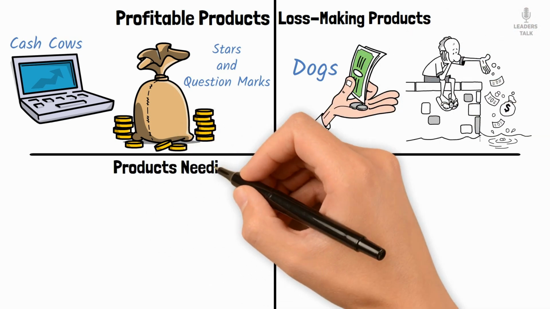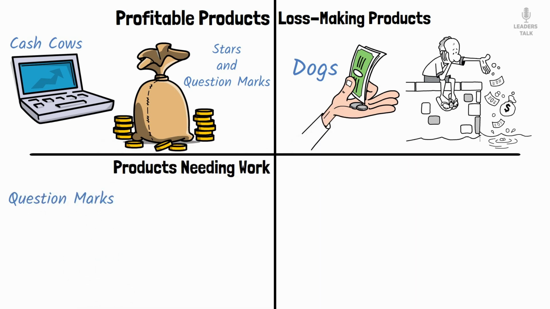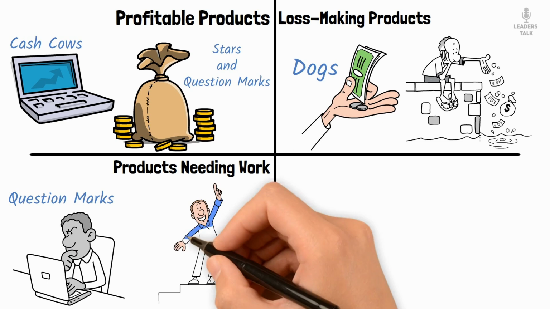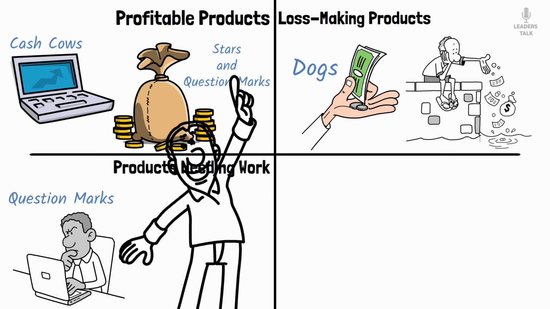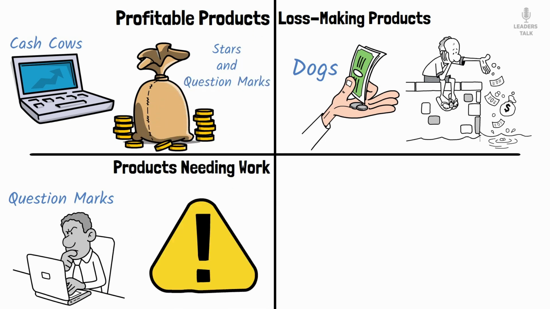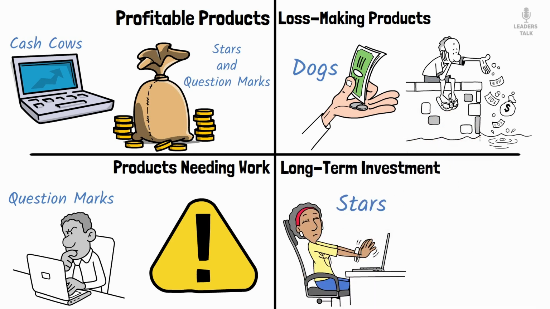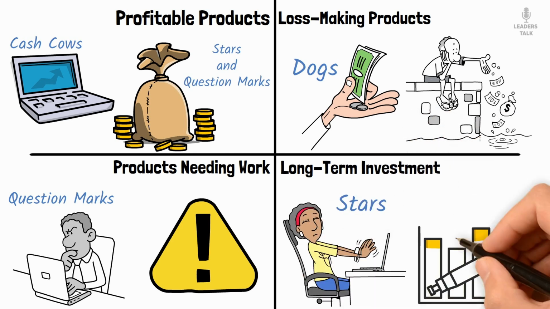Products needing work. Question marks are products that need careful evaluation and strategic investment. While they have the potential to become stars, they also carry the risk of becoming dogs if not managed properly. Long-term investment. Stars are not always immediately profitable, but are critical for long-term growth.